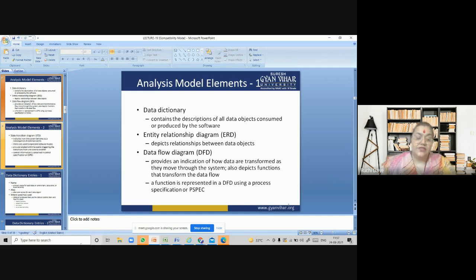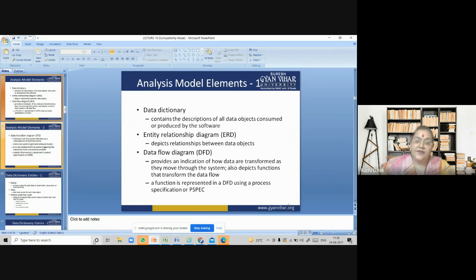Now, in the project, there will be data stores, which are called files. There will be entities, right? There will be processes. So we have to do justice to each and every part and element of the project that we are depicting using these things, right?